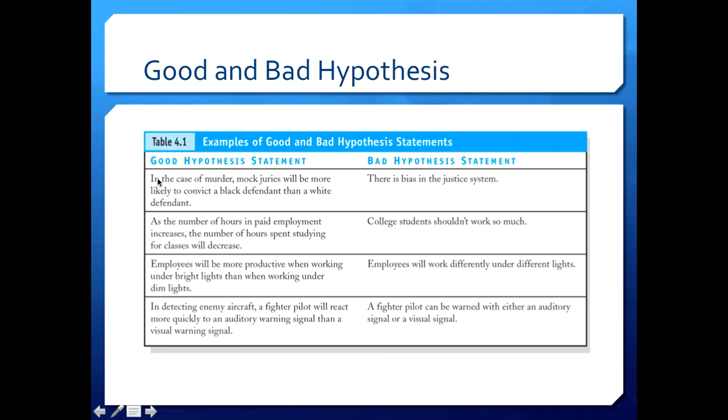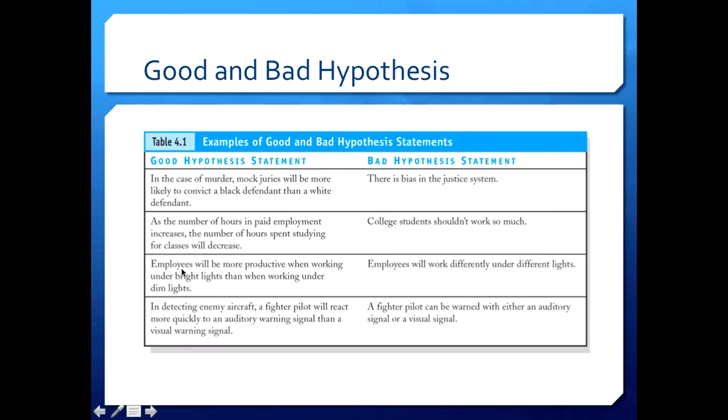Look at this one. In the case of murder, mock juries will be more likely to convict a black defendant than a white defendant. As for the bad hypothesis, it's like jumping to a conclusion: there is bias in the justice system. A bad hypothesis is very judgmental and based only on your feeling instead of being more logical.